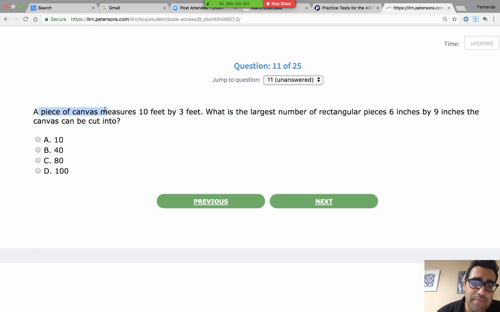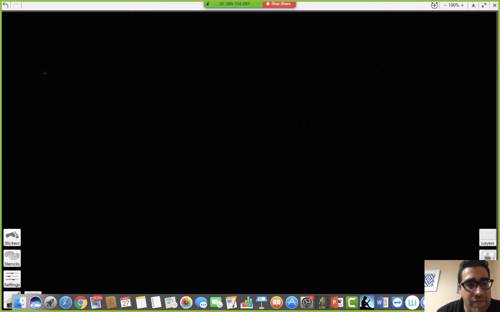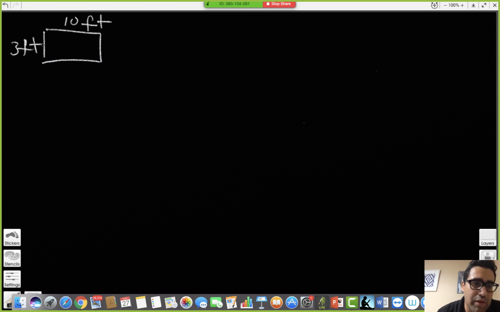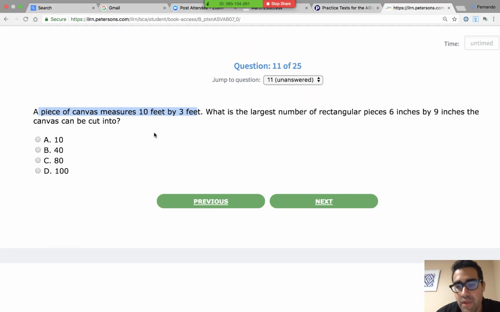A piece of canvas measures 10 feet by 3 feet. So we have a piece of canvas. Doesn't have to be big, I always like making a drawing. Always make your drawing, it doesn't have to look pretty, it helps you. What is the largest number of rectangular pieces 6 inches by 9 inches the canvas can be cut into?